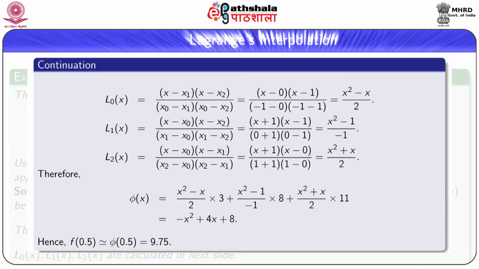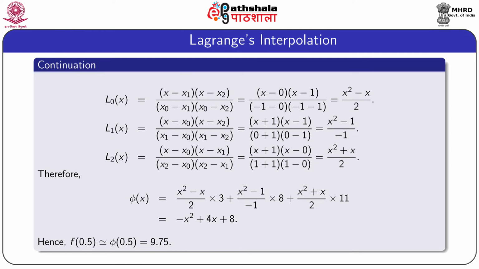Now, our problem is to calculate the Lagrangian functions L0(x), L1(x) and L2(x), and these are calculated in the next slide. By the definition of Li(x), L0(x) equals (x - x1)(x - x2) whole divided by (x0 - x1)(x0 - x2). By substituting the values of x0, x1 and x2, we obtain L0(x) equal to (x square minus x) by 2, and L1(x) equals (x - x0)(x - x2) whole divided by (x1 - x0)(x1 - x2), and after simplification this becomes (x square minus 1) divided by minus 1, and L2(x) equals (x - x0)(x - x1) whole divided by (x2 - x0)(x2 - x1), and after simplification this becomes (x square plus x) by 2.